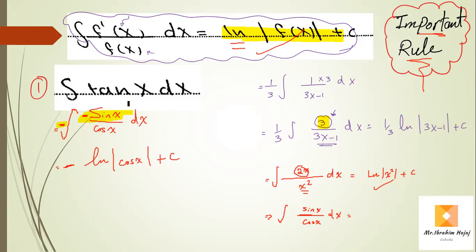f of x is cosine x. What's the derivative of cosine? Negative sine. So there must be a negative on top with the sine. The position of the negative doesn't matter, because negative times negative is positive and negative divided by negative is also positive. So keep the negative with the sine on top so that the numerator is negative sin x, which is the derivative of cosine x. Then I can use this rule: ln of the absolute value of the denominator plus c.